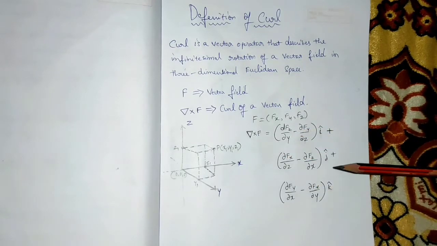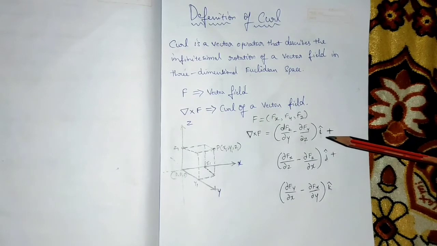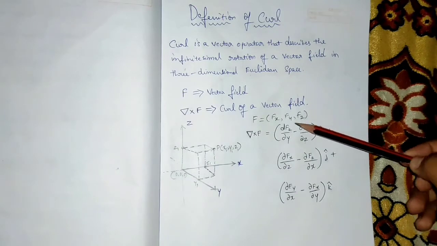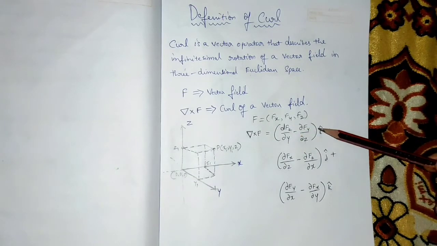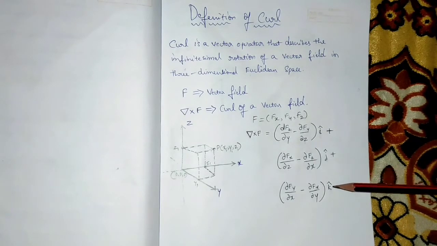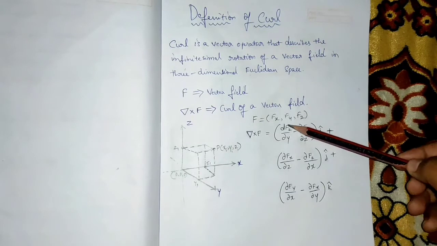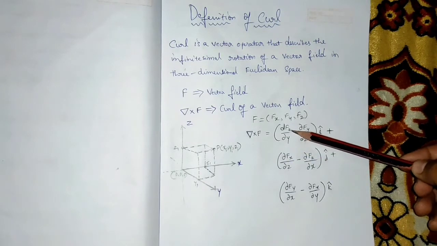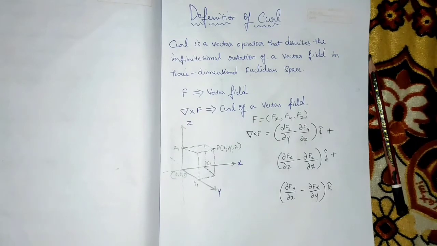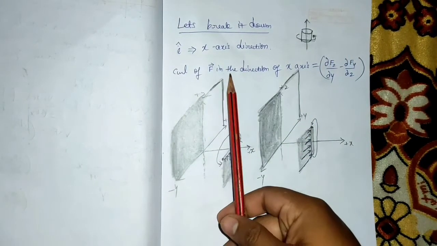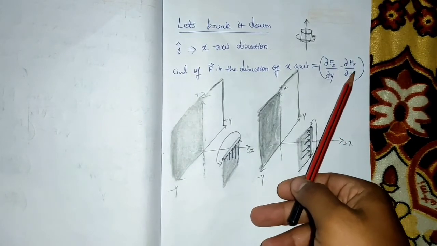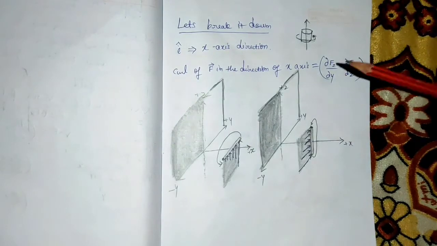By just looking at this equation, we don't understand anything. Let's take one component, break it down, and understand only this component. Similarly, you will be able to understand the j component and k component. So let's take this term, dFz by dy minus dFy by dz. We have broken it down to one term, but let's break it down further.